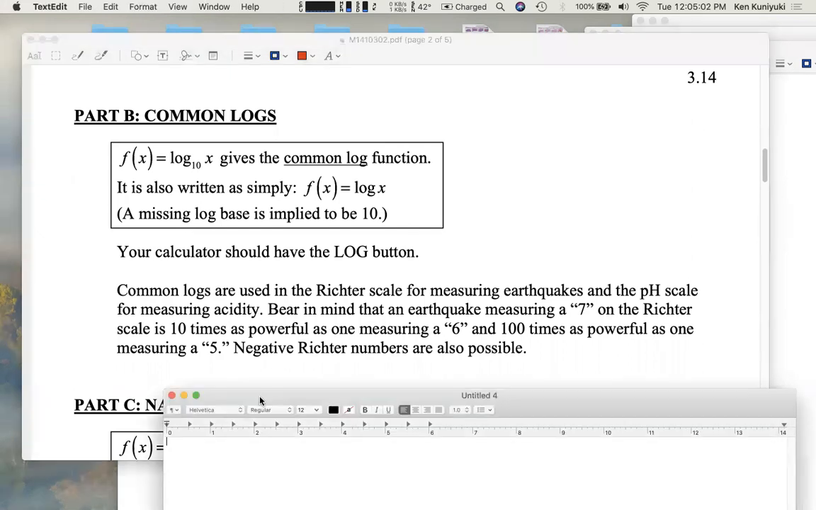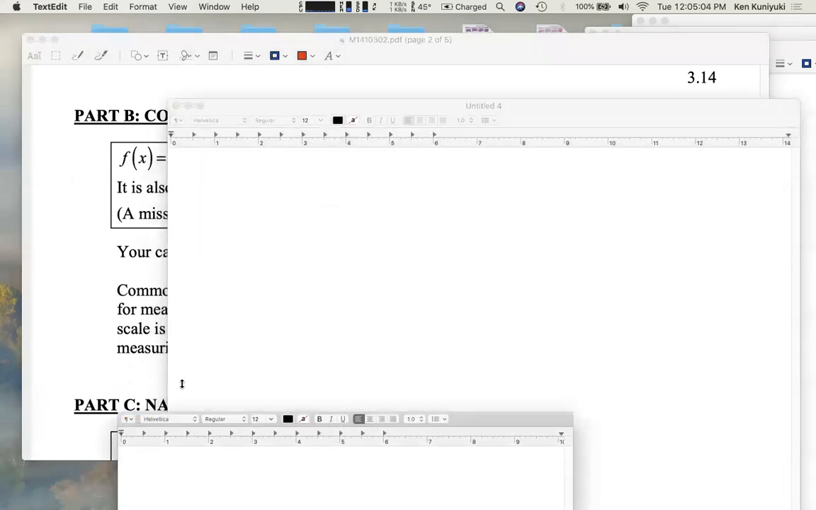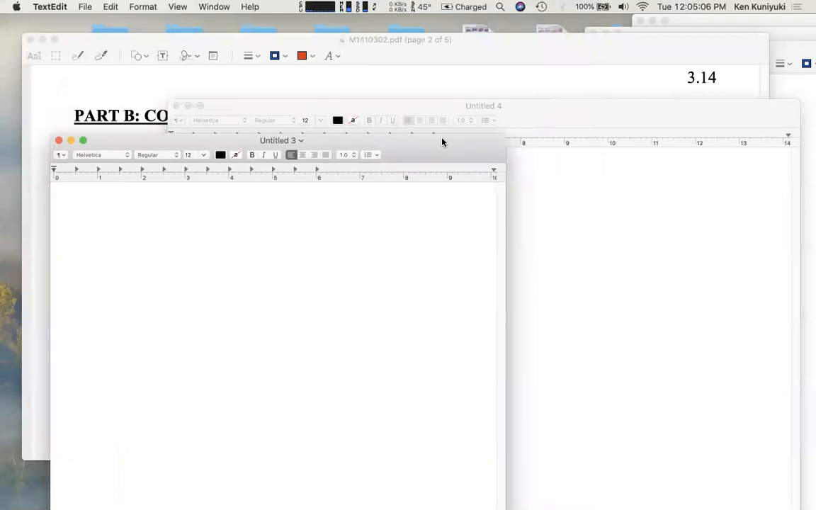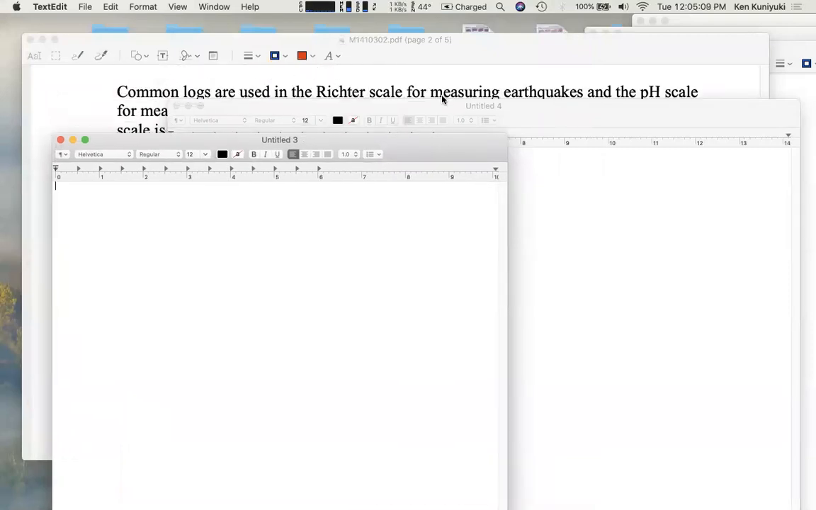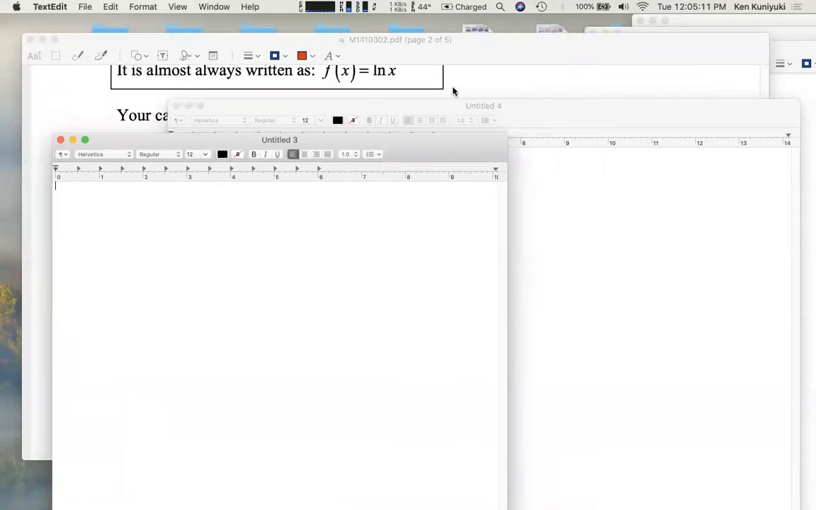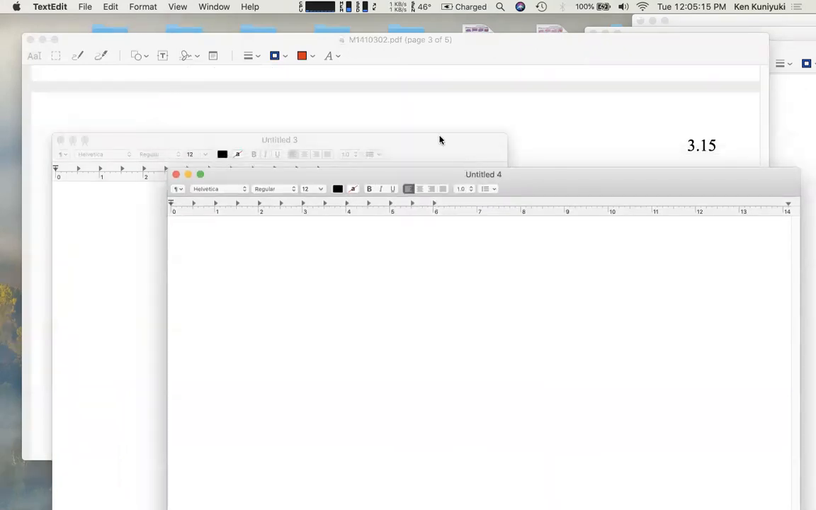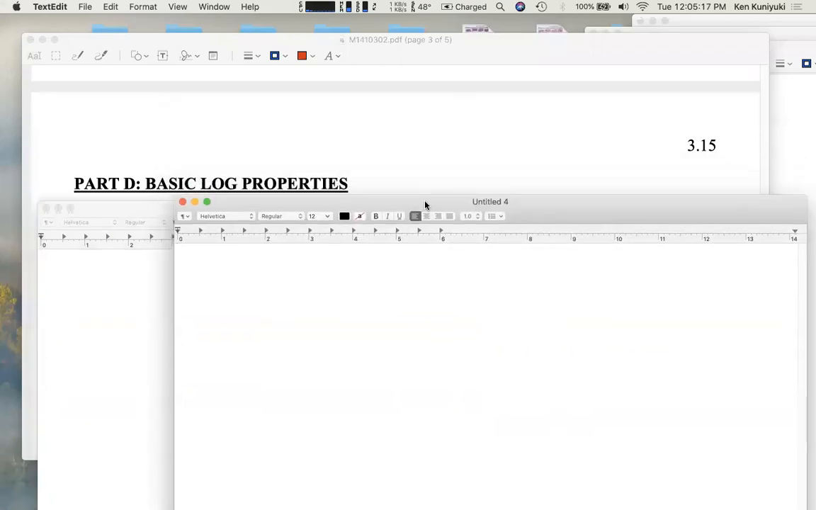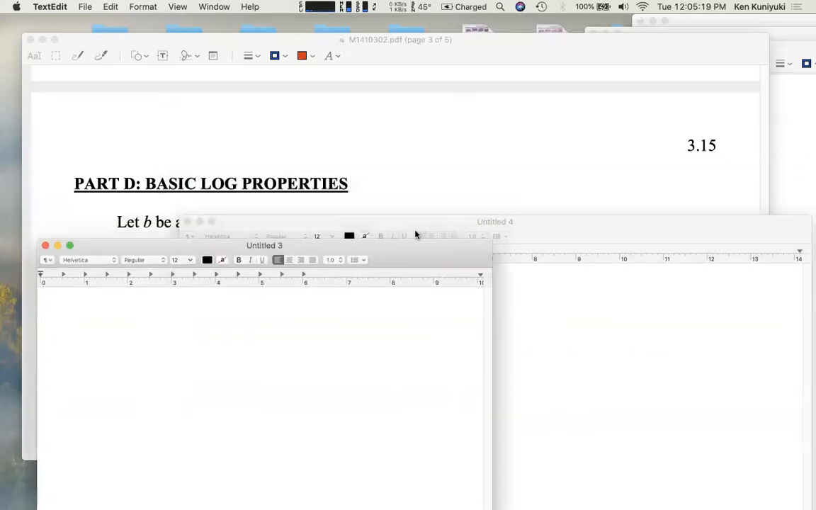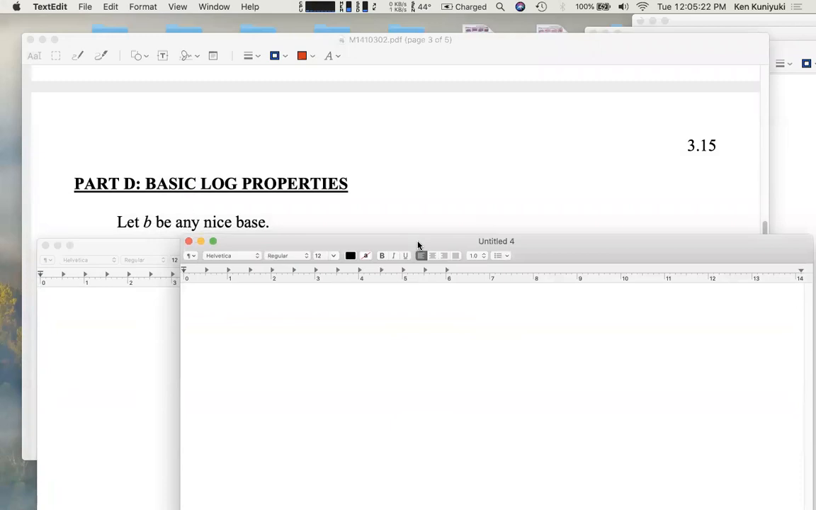All right, let's talk about properties of logs. Basic log properties. Now we're going to assume that b is any nice base. Remember, a nice base is a positive number that's not 1. So we actually get an exponential function and a corresponding logarithmic function.